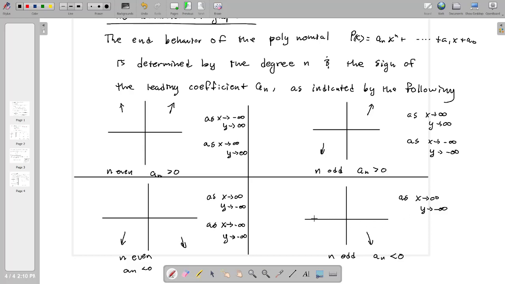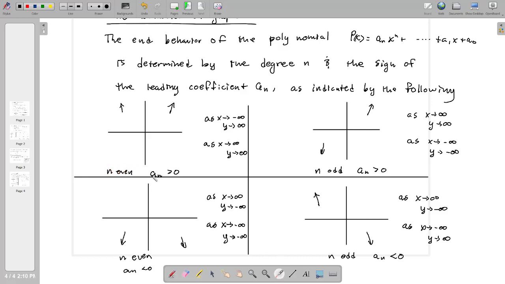Now, if x is going to negative infinity and we have an odd n, an odd degree, that means that any negative x value will be multiplied by itself an odd number of times, which will give us a negative value. But when we multiply that negative value by a negative a sub n, we would get a positive value. So as x goes to negative infinity, y goes to positive infinity for this particular case.